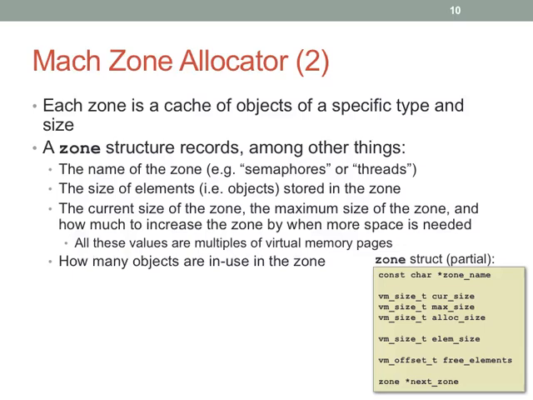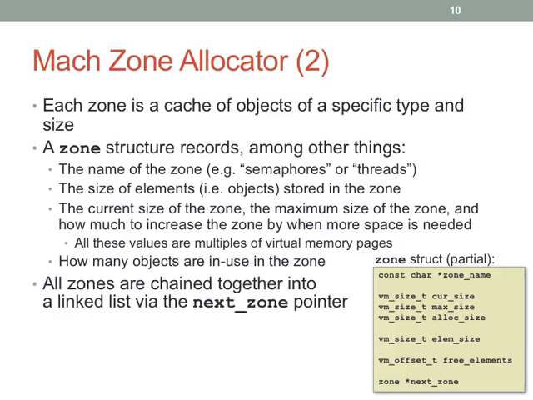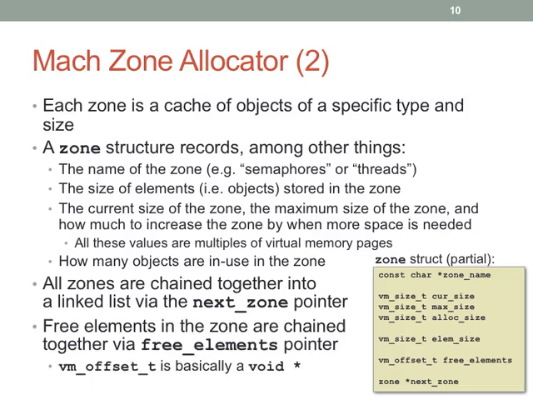Now, objects that are in use in the zone, so we'll talk a little bit about that. Remember that there is a garbage collection component to this. And the zones themselves, you can see the very last member is next zone, so that allows you to chain these zones together.